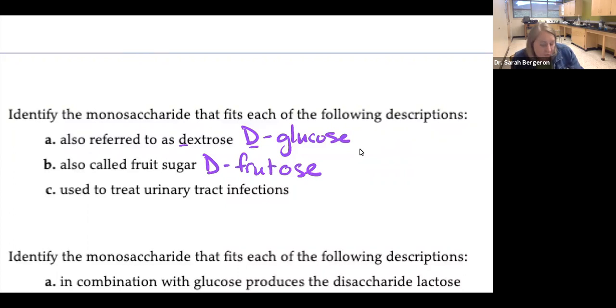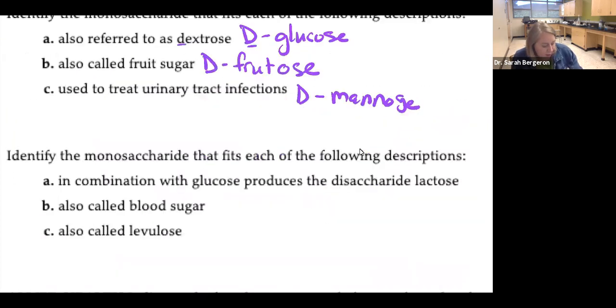Used to treat urinary tract infections. Urinary tract infections, again, is the D. It's natural in those cranberries. Mannose. Okay, that's for class.